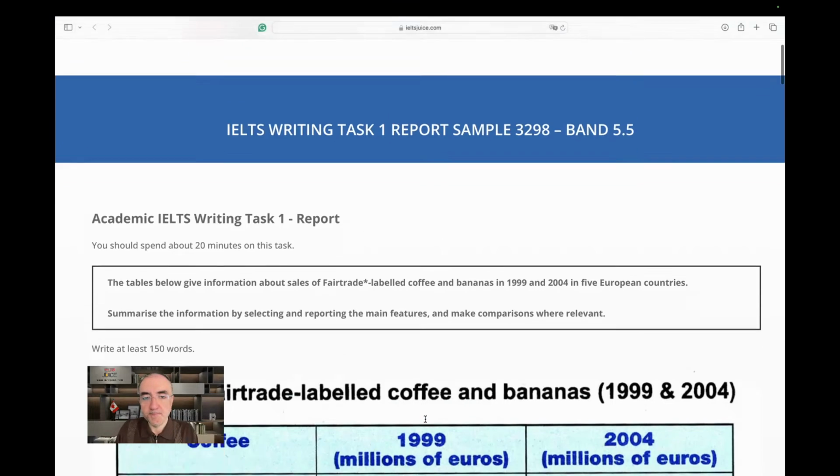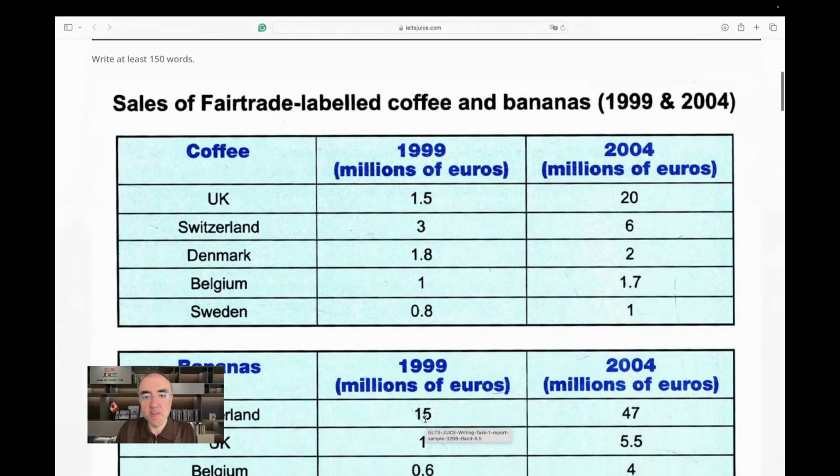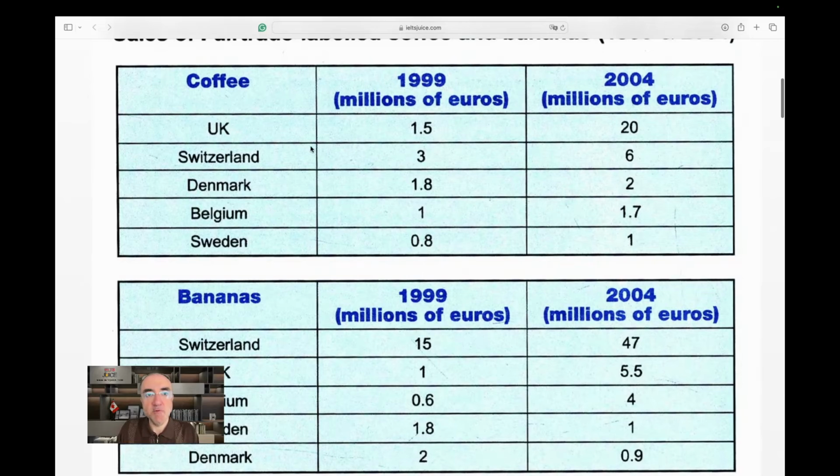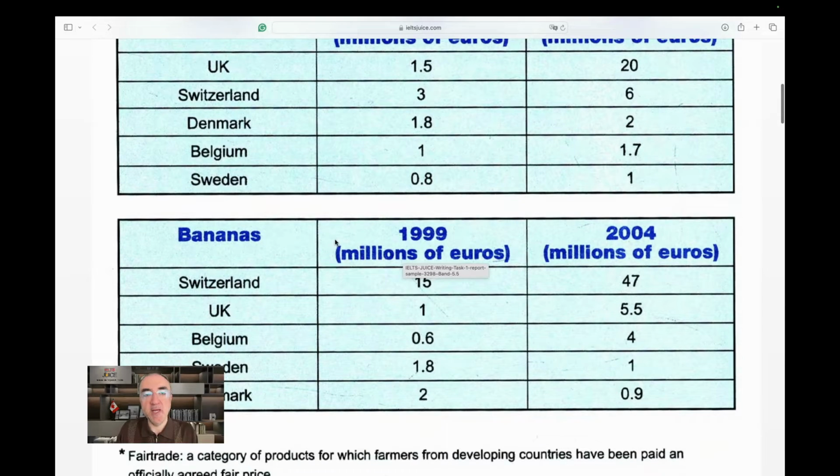So let's see. This is the visual. The title is Sales of Fairtrade Label Coffee and Bananas 1999 and 2004. I have 2 columns, one for 1999 and one for 2004. The value is presented in millions of euros. So 1.5 means 1.5 million euros. We have 1 table for coffee and 1 table for bananas.